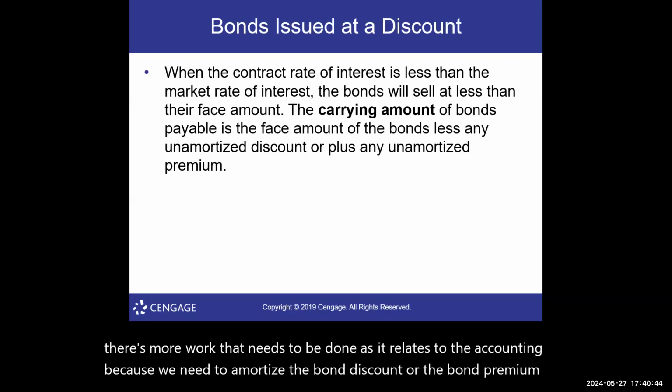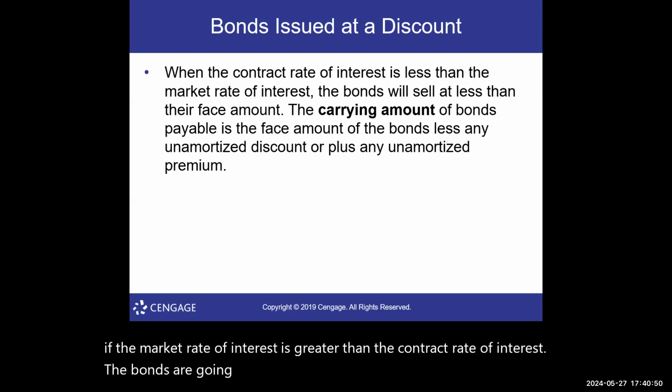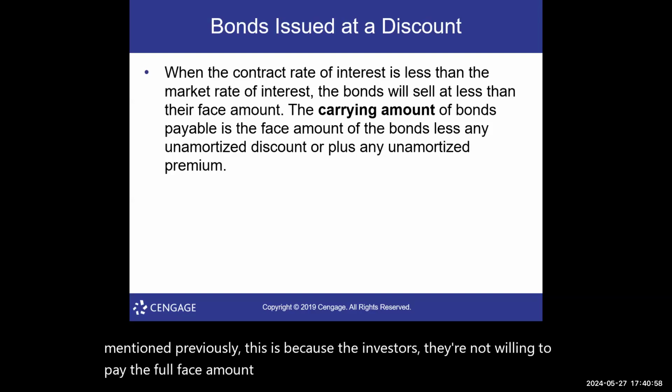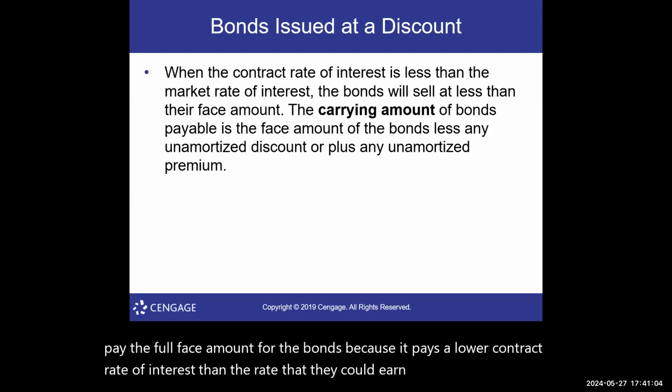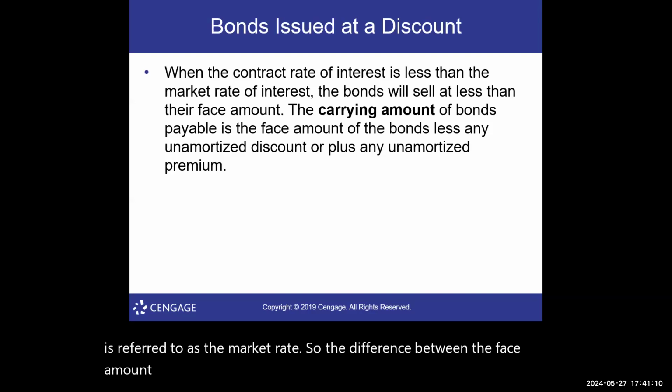So if the market rate of interest is greater than the contract rate of interest, the bonds are going to sell for less than their face amount. And as mentioned previously, this is because the investors are not willing to pay the full face amount for the bonds because they pay a lower contract rate of interest than the rate that they could earn on similar bonds, which is referred to as the market rate. So the difference between the face amount, the principal, and the selling price of the bonds is called the bond discount.